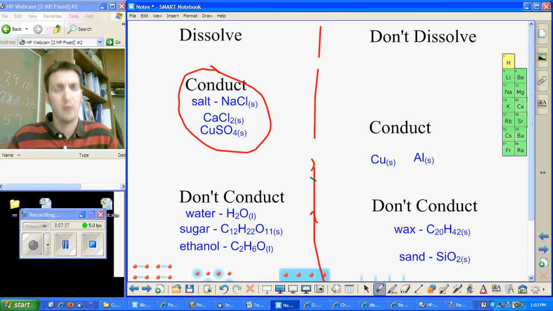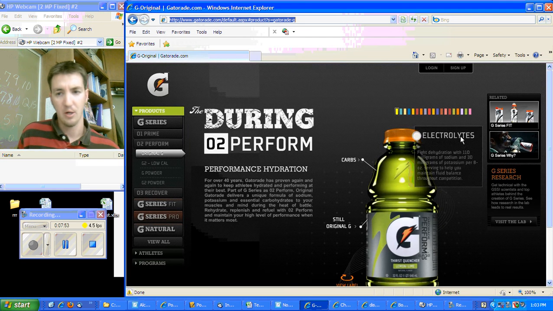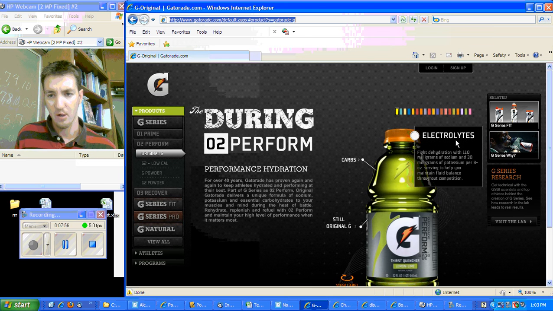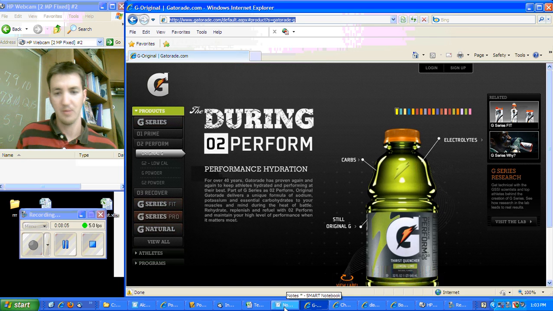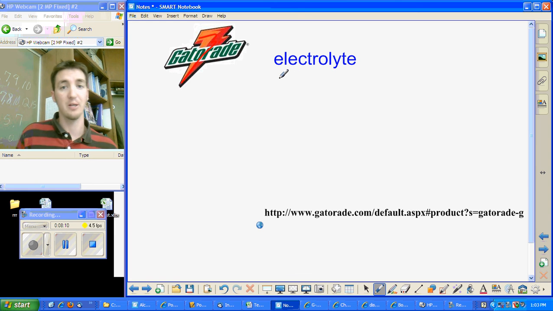So like Gatorade. What are the things in Gatorade they advertise that they have? Think about the logo of Gatorade. It's a lightning bolt. They're advertising the electricity. They have the electrolyte. If you look on their website, they'll say electrolytes fight dehydration with 110 milligrams of sodium and 30 milligrams of potassium per 8-ounce serving. So they're advertising they have sodium and potassium. What does sodium and potassium do? I don't know, but it sounds good, and that guy was really sweaty, and he looked athletic, so I'm going to drink this stuff.